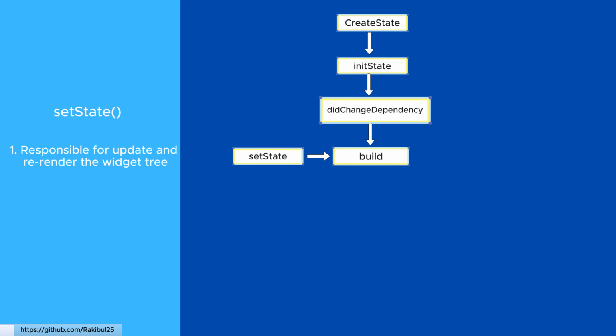In this lifecycle, we have a superpower called setState. If we want to rebuild the widget tree, we can call setState. It calls build again and updates the widget tree with updated data.